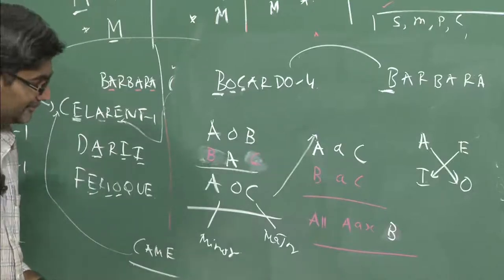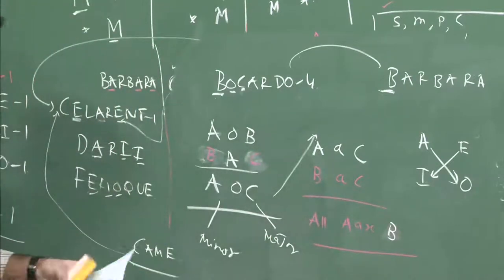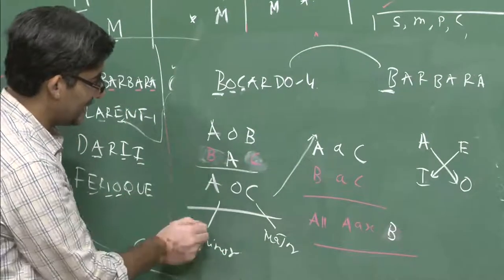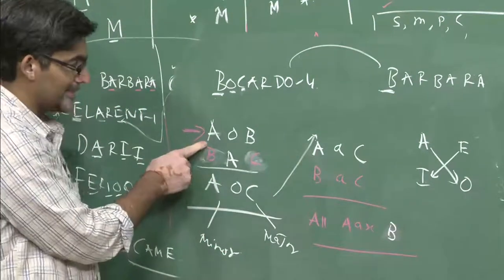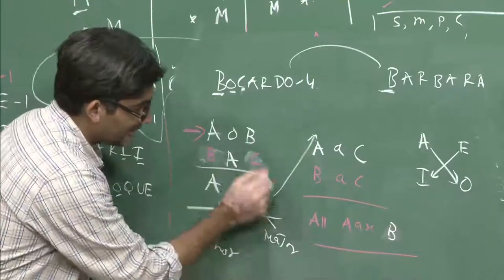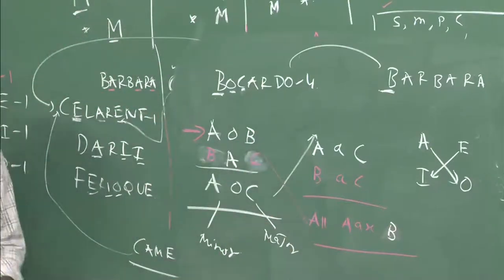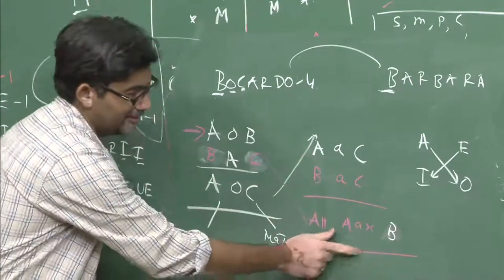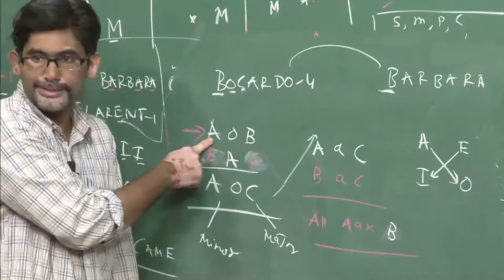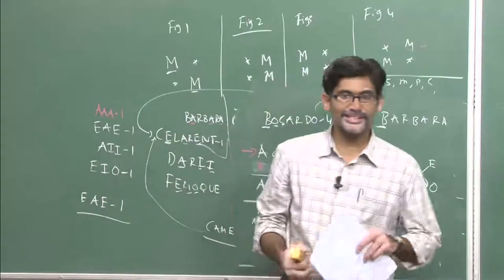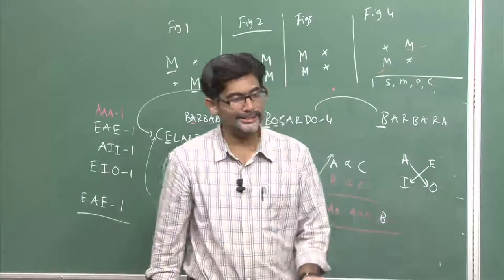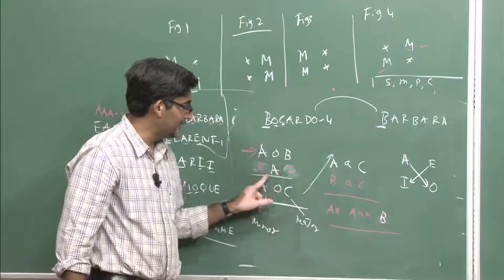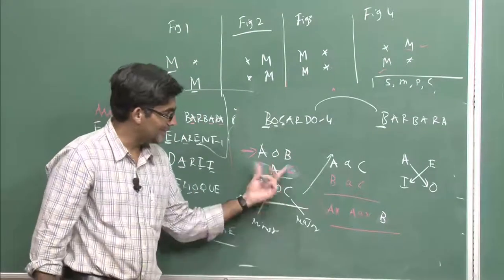So now this one, all A's are B's, is where the minor term occurs, in this particular premise AOB. So now this and this are incompatible with each other. So denial of the contradiction leads to a conclusion which is contradictory to the minor premise. We are just trying to prove by contradiction that this is the conclusion that follows from AOB and BAC, only this follows from this one.